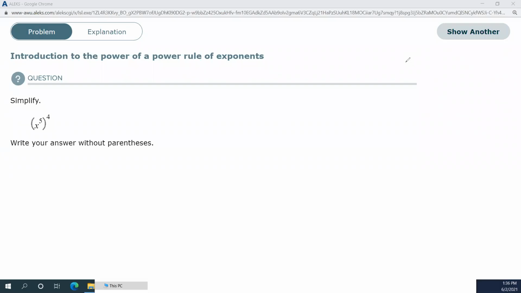Well, I got a pretty amazing idea. Let's do more of this stuff here. More parentheses. So this one, notice it's not x to the 5th times x to the 4th. Okay, we already learned that that would be x to the 9th. But this is something different. Therefore, it stands to reason we're not going to be adding the exponents. Okay, so what it means is x to the 5th 4 times.